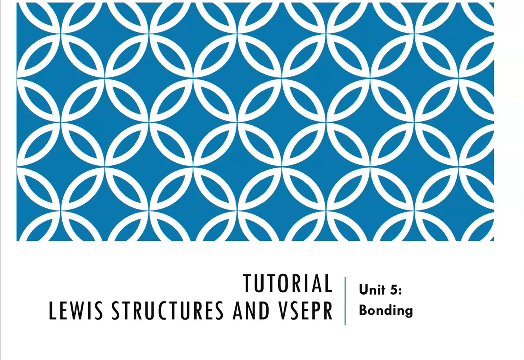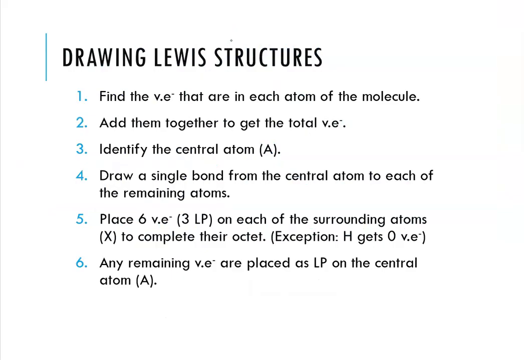Today I will be doing a tutorial on how to draw Lewis structures and use VSEPR to identify the shape, bond angles, and hybridization. So to draw Lewis structures, we have to first find the total number of valence electrons that are in each atom of the molecule by looking at the periodic table. The number of valence electrons are the last digit in the group number. So group 13 has 3, group 18 has 8, so on and so forth.